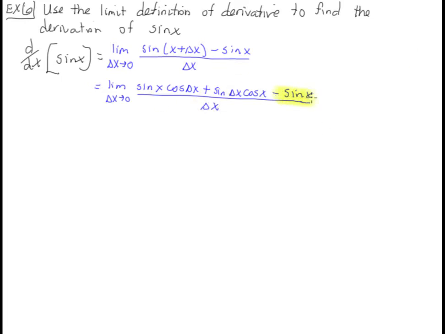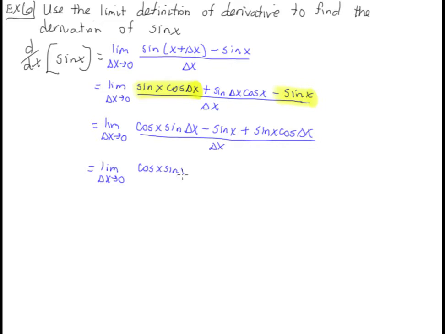I notice I have a sine of x and a sine of x in this first term and last term. So I'm going to rearrange my 3 terms on the numerator so that my 2 terms of sine of x are written next to each other. Minus, taking out my GCF of sine of x from these last 2 terms, get minus sine of x times 1 minus cosine of delta x over delta x.